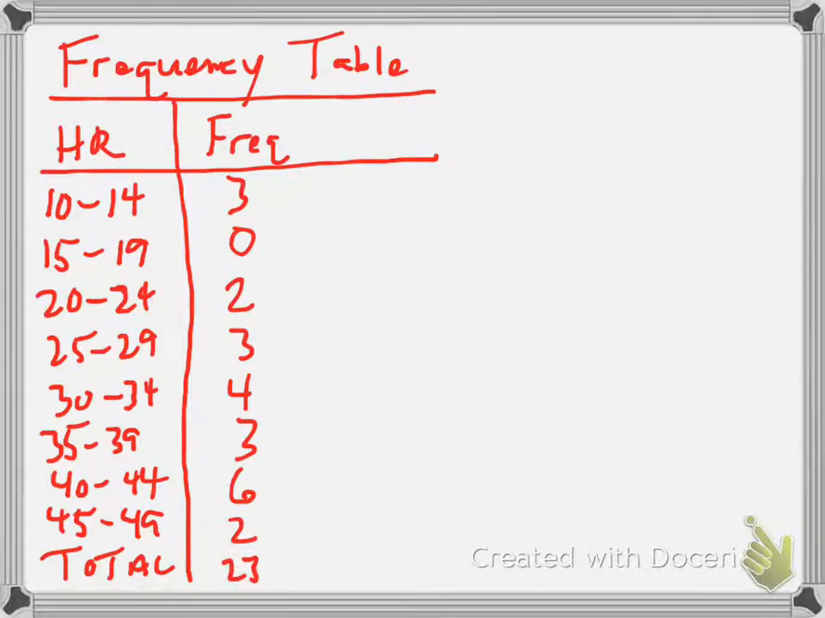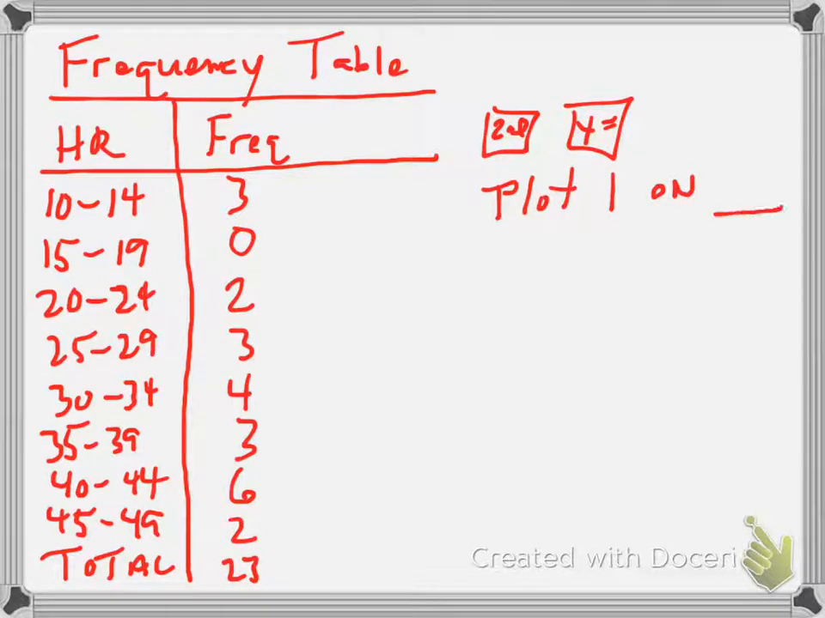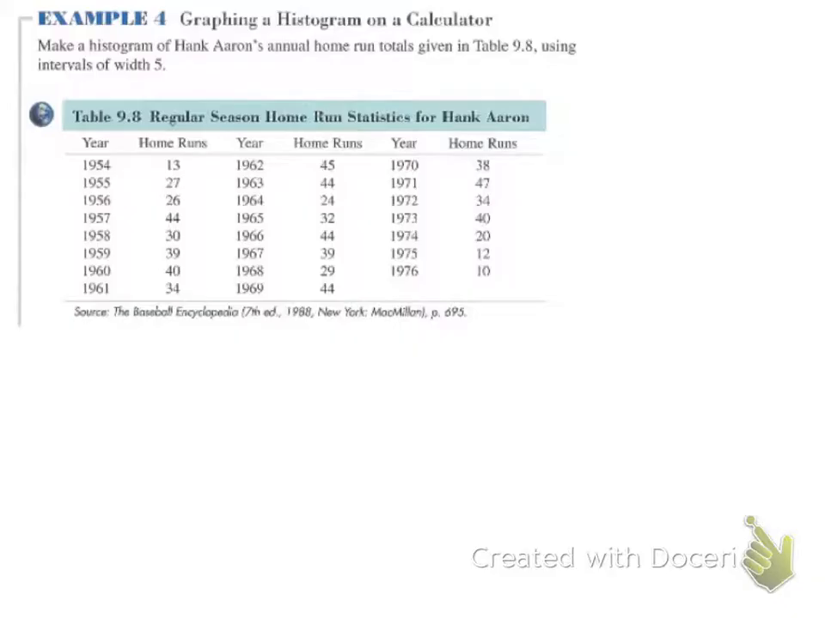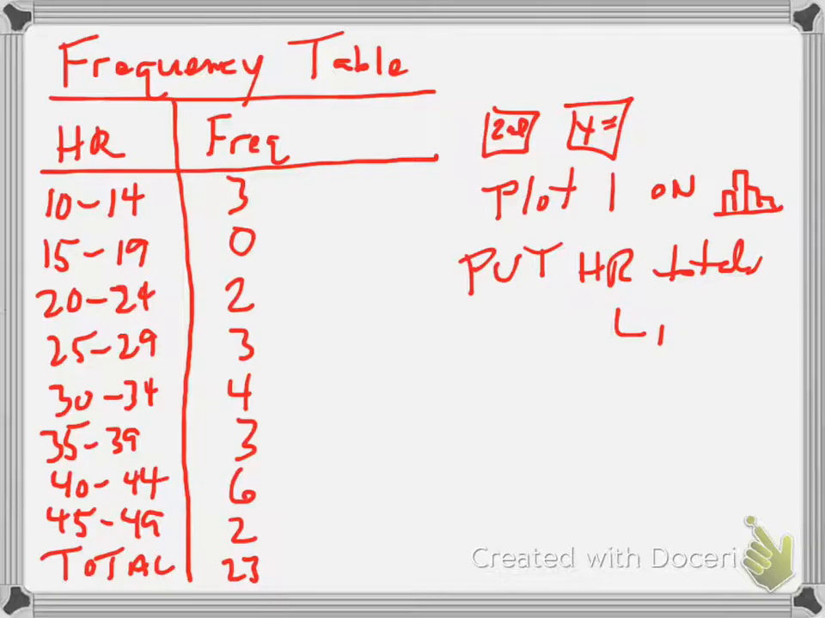Okay. Now, you can make a histogram on your calculator, which I don't know if you know how to do that or not, but I'm going to take you through the process. All right. So you're going to do second, y equals. Then you're going to make sure plot 1 is on, and then you're going to choose the histogram. Put the HR totals in L1. So what that means is that you've got to put each individual home run total in L1. So you're going to have 23 values in L1.